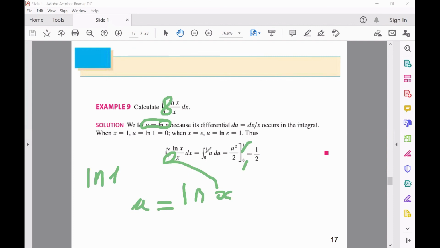So be careful when we do a definite integral and a change of variable: we substitute the bounds A and B by G of A and G of B. In this case it becomes 0 and 1. Once we are here, it's done, because this one is u squared over 2 between 0 and 1. We take just the value at 1, and it's one half.